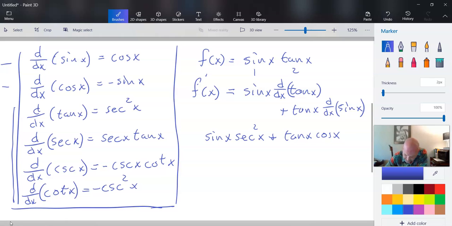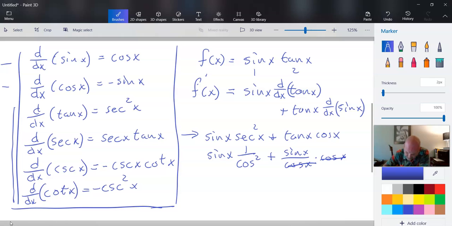So secant is 1 over cosine. Let's see if that does anything for us. Now, keep in mind, this is a correct answer. Sometimes you just want to massage it and see what you can get. So let's see here. We got sine x, and secant is 1 over cosine. So this is times 1 over cosine squared plus, let's see here, tangent is sine over cosine times cosine. Oh, those can cancel. That's good. Yeah, so sine secant might be the way to write it.